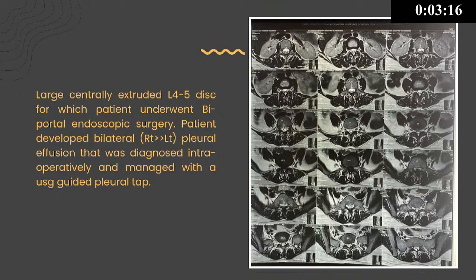Now, the risk factors are when you use a pressure pump, using a very high irrigation pressure that is more than 30 millimeters of mercury, and prolonged duration of surgery. So, my own patient, very large central disc herniation at L4, L5, presented with impending cauda equina. She's a teacher. We took her up for surgery.